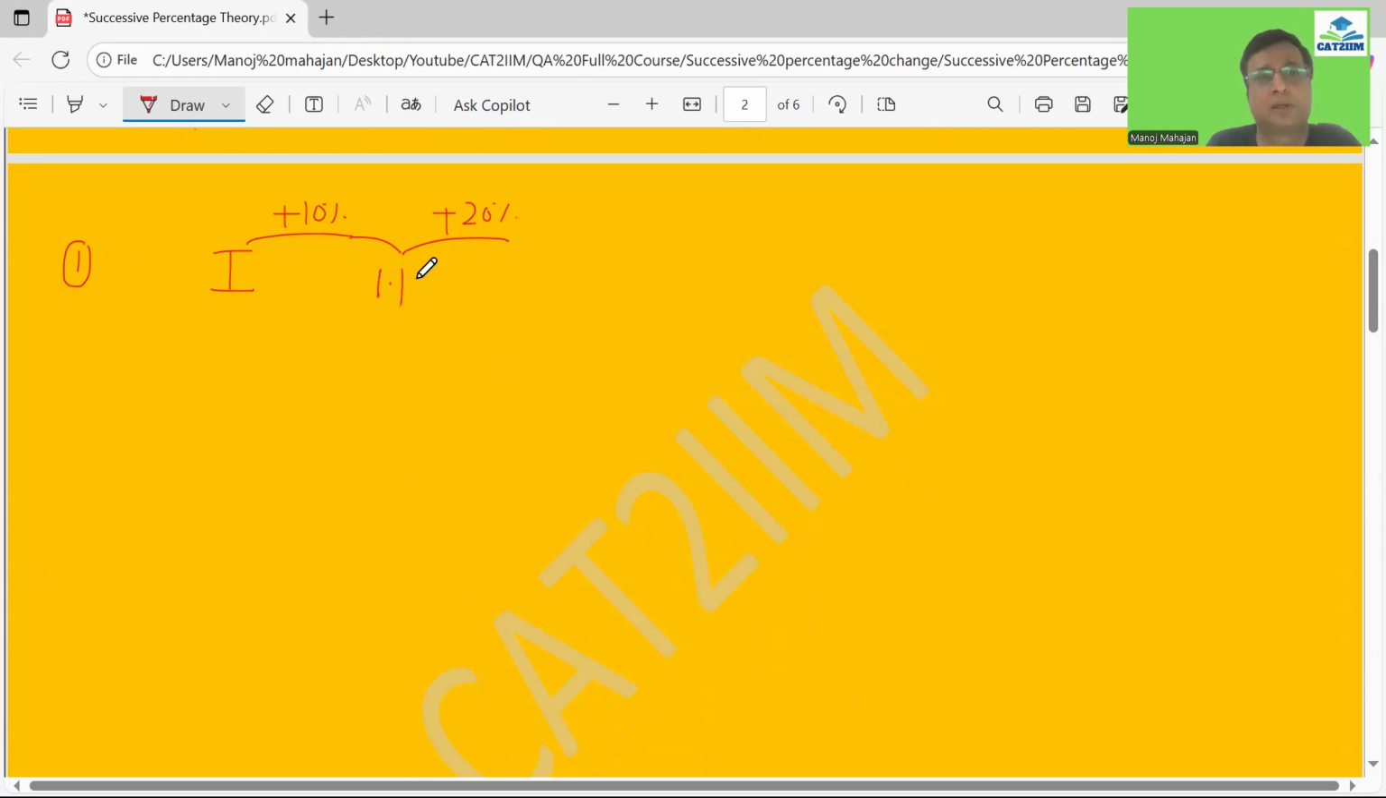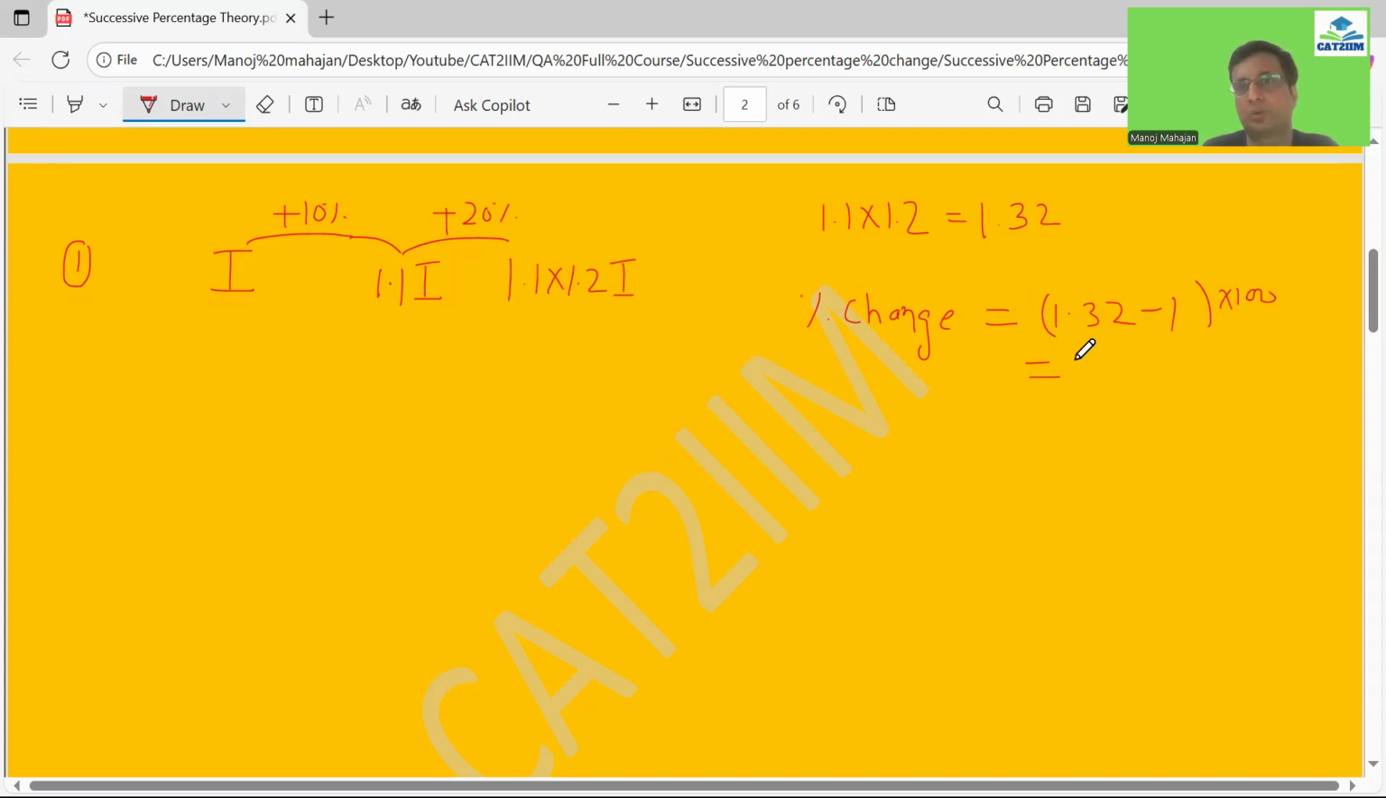1.1 would be the multiplying factor when you have a 10% increase. And for 20%, it would be 1.2. With the help of 1.1 into 1.2, we can figure out the percentage change with the multiplying factor. So what is 1.1 into 1.2? That is 1.32. The percentage change we can figure out as the multiplying factor minus 1, into 100. So what we're going to get here is 32%.